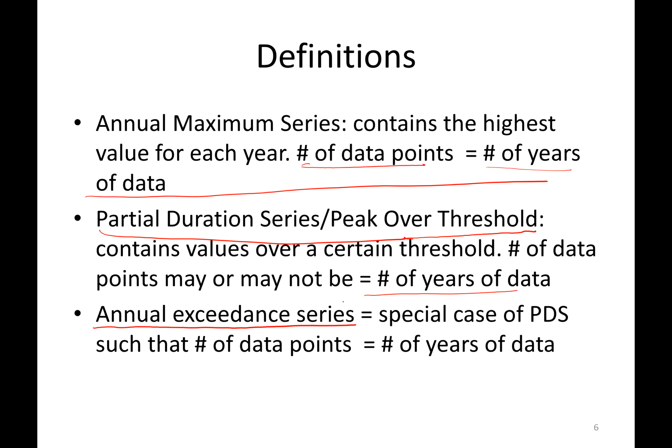In annual exceedance series, what we do is we try to define that threshold such that the number of data points is equal to the number of years of data. So when you pick that threshold, instead of calling that series a partial duration series, we can actually call that an annual exceedance series.